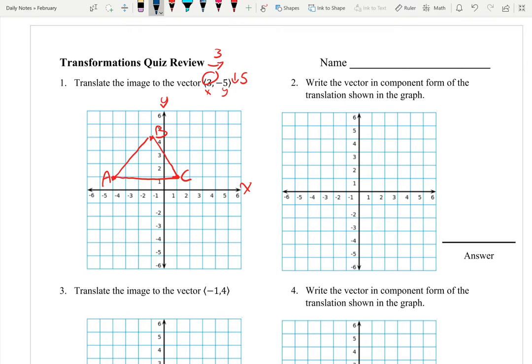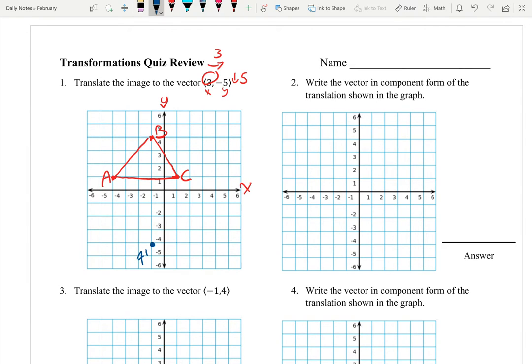So let's look at A first. We'll go to the right 3, 1, 2, 3, and then down 5. So 1, 2, 3, 4, 5. Okay, 1, 2, 3, 4, 5. There we go. So that's where A prime would go.